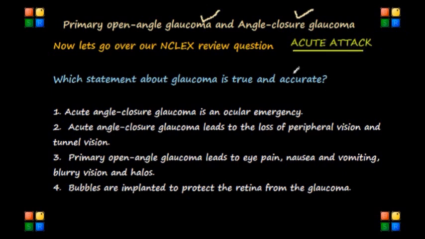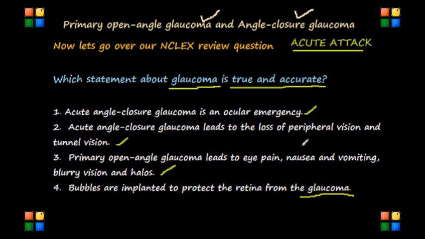Now, let's go ahead and look at our NCLEX review question. Which statement about glaucoma is true and accurate? Number one, acute angle closure glaucoma is an ocular emergency. Number two, acute angle closure glaucoma leads to the loss of peripheral vision and tunnel vision. Number three, primary open angle glaucoma leads to eye pain, nausea and vomiting, blurred vision, and halos. And number four, bubbles are implanted to protect the retina from glaucoma.